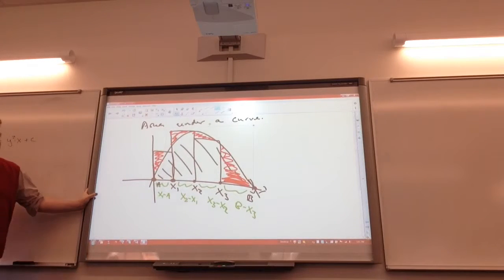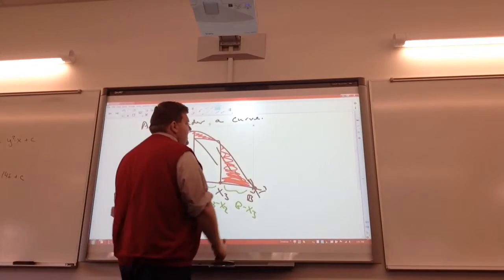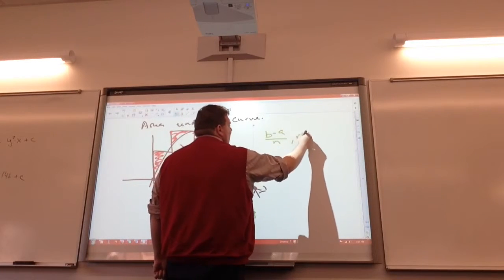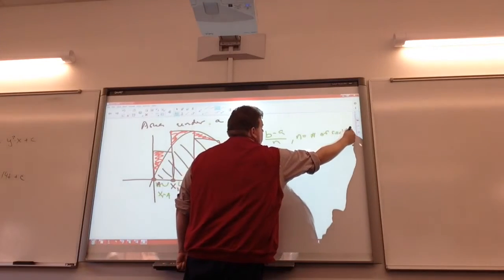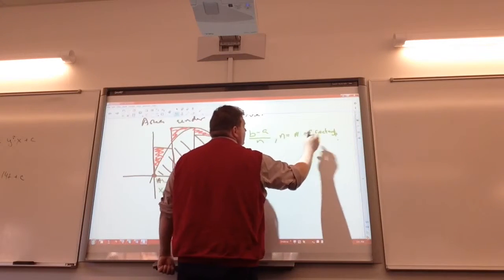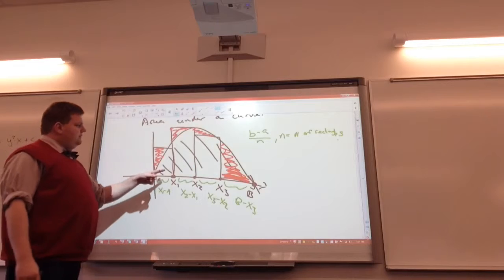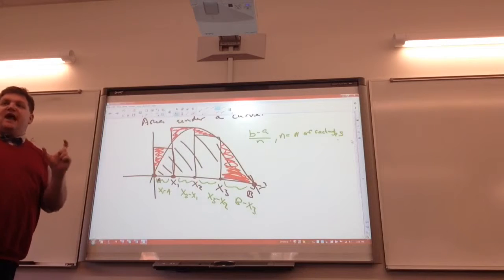Okay? Since I want to make all those partitions the same size, I can actually write a little formula that would model that better. That formula would be (b minus a) divided by n, where n is equal to the number of rectangles I want. The number of rectangles I want, okay? So in this case I would have 1, 2, 3, 4, so I do (b minus a) over 4. That would be the size of each partition.